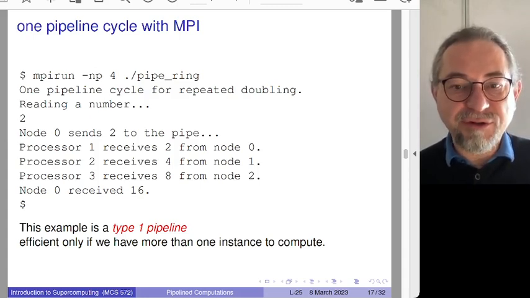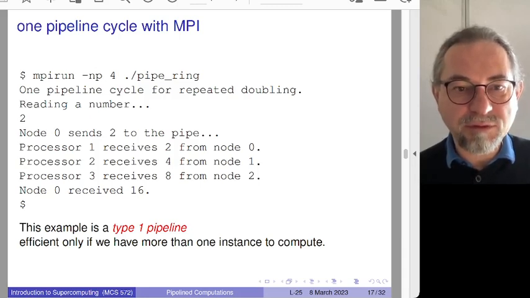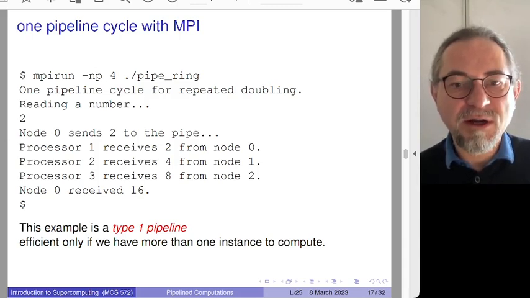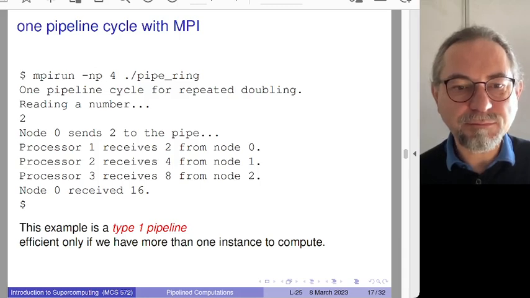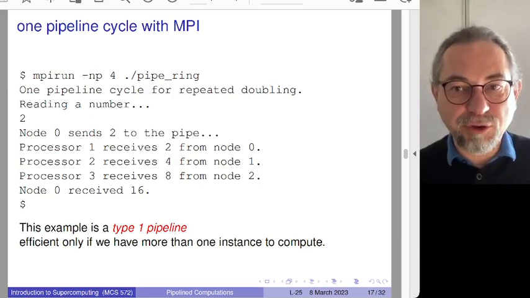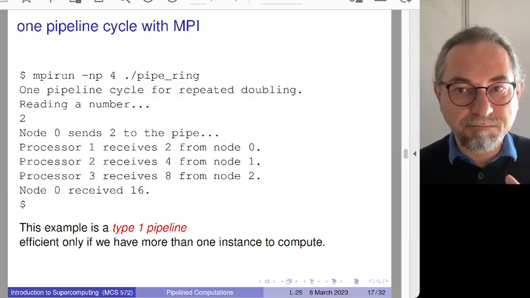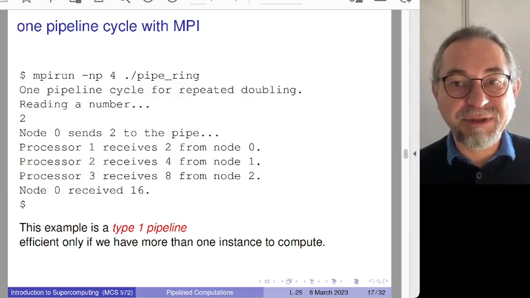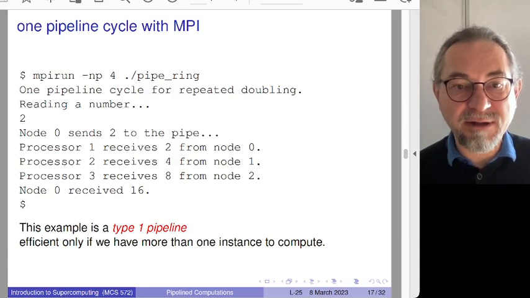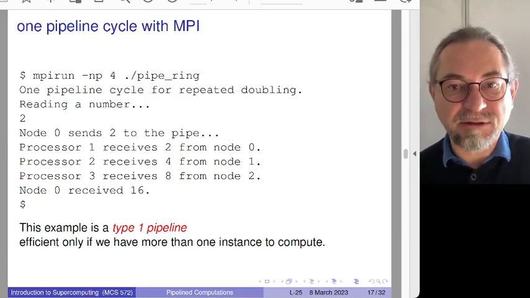In the classification of pipelines, we talked that we label this a type 1 pipeline. So all pipelines that we have seen so far will not have any speed up if there's only one item to compute. So that's one characteristic of a type 1 pipeline. It's also the case, and that is caused because one pipeline cycle must be completed entirely before the next cycle can start.